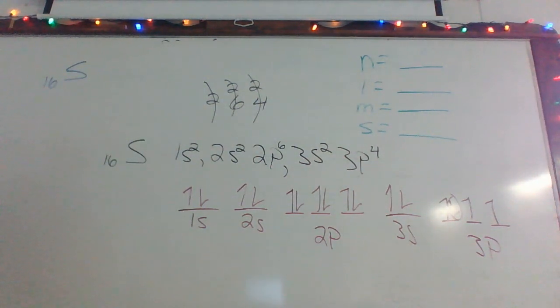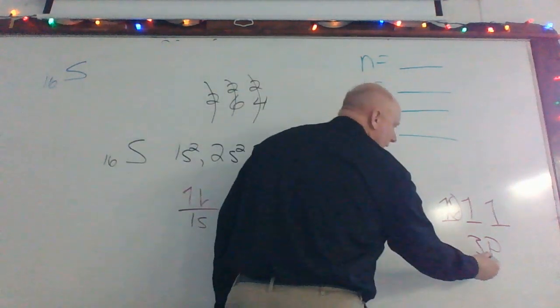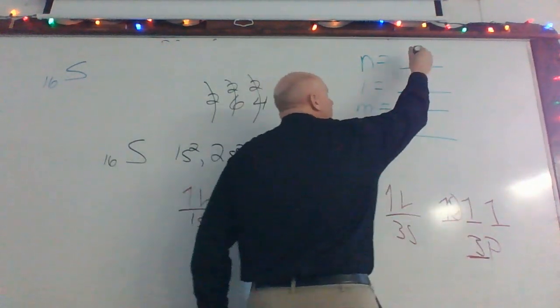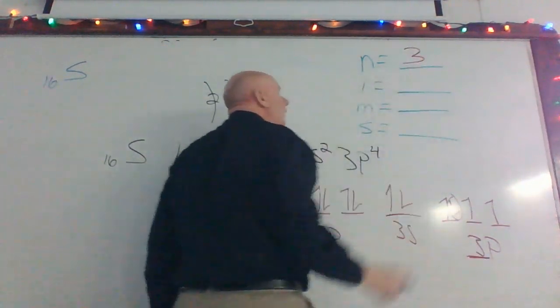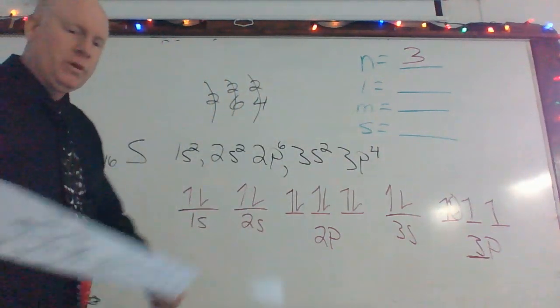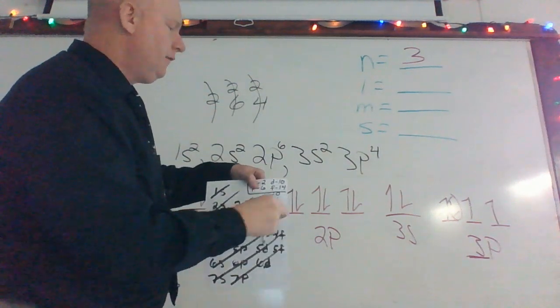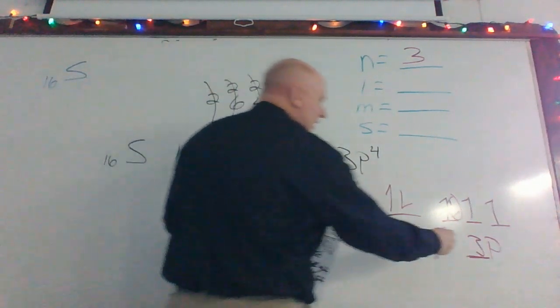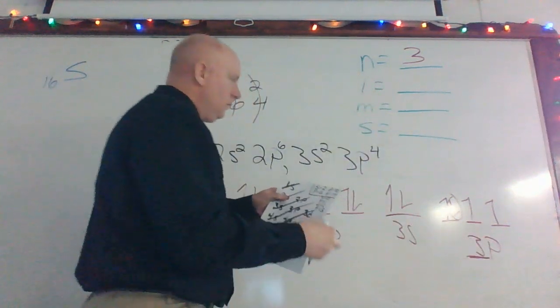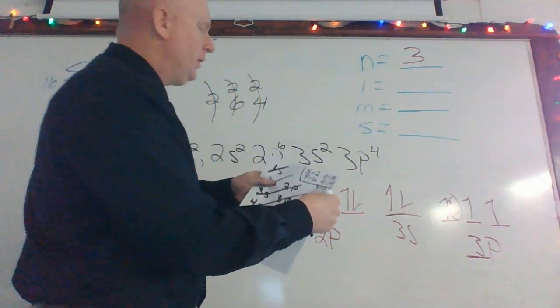N is the energy level that the last electron fell into, and that is 3. So N is 3. Okay. Then L is that given value to where you see right here. These are the values for L. So since it fell in the P block, we know that L is going to be 1.